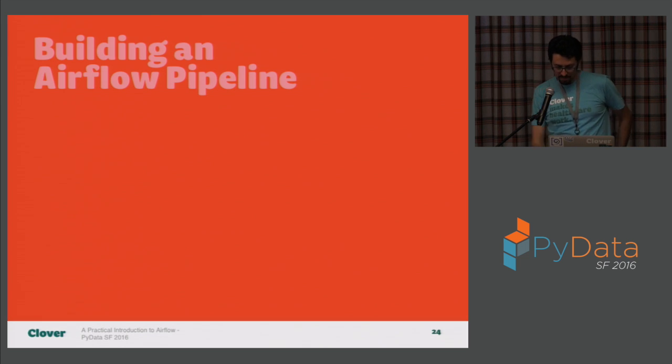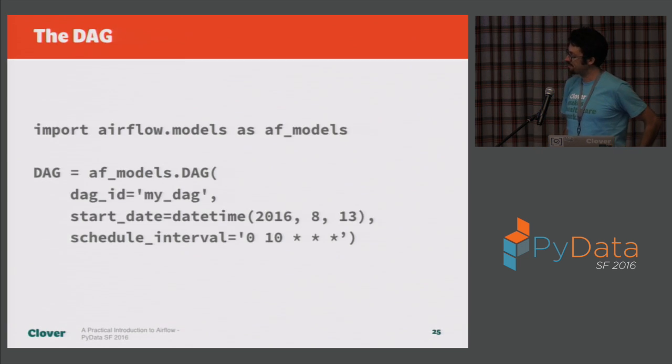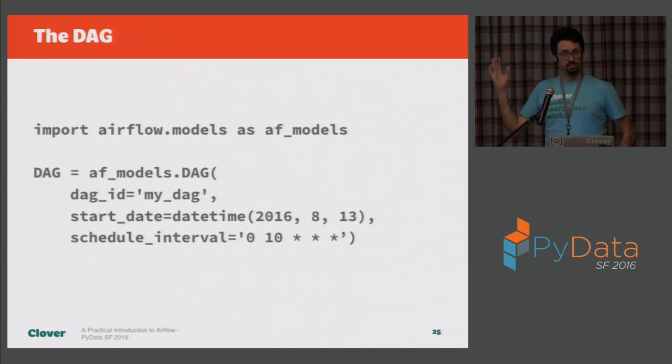Excuse me. So, time for some code. What is it like to actually build a pipeline? It starts with a DAG. You instantiate something called a DAG. You give it a name, the ID, and that needs to be unique among all of your DAGs that Airflow is going to import.